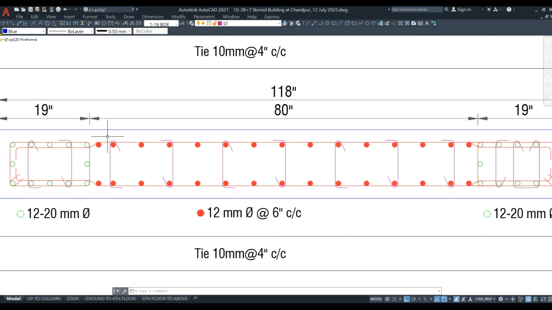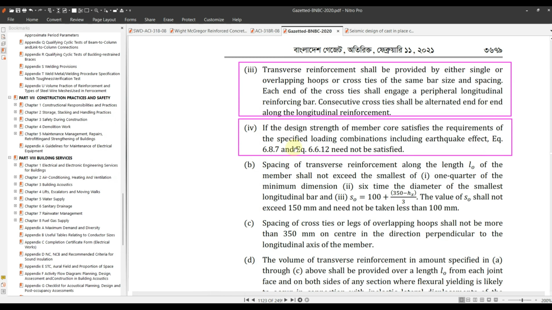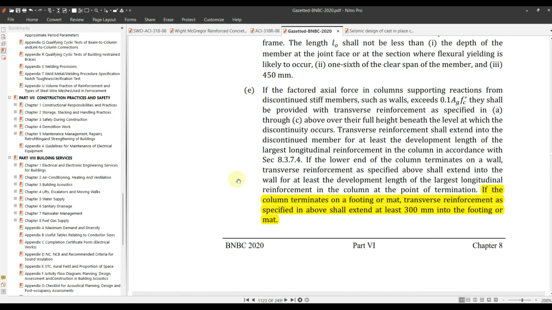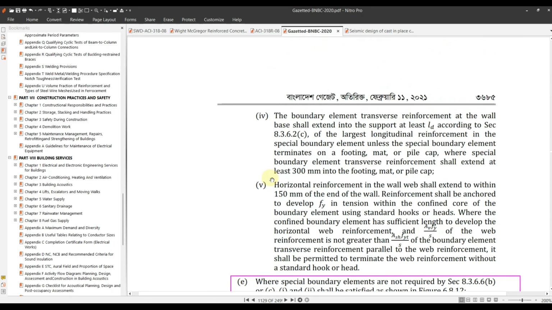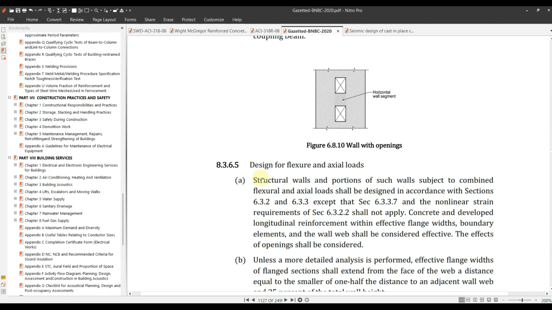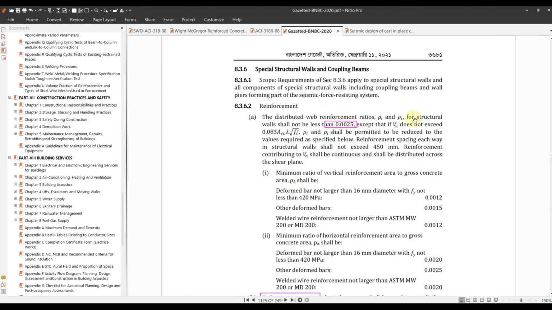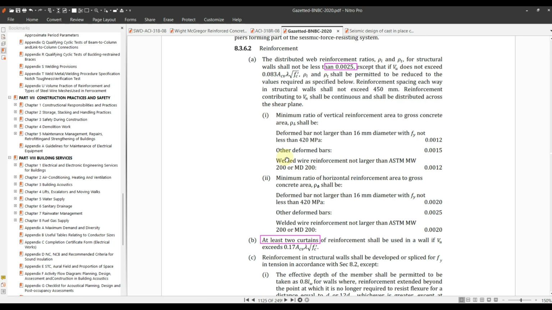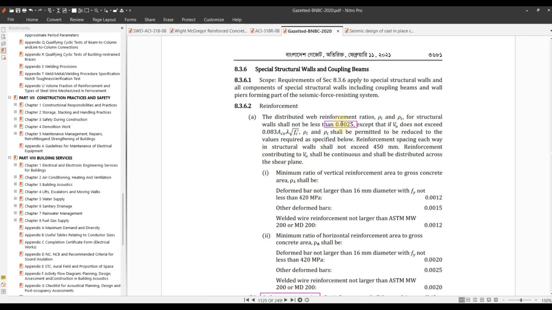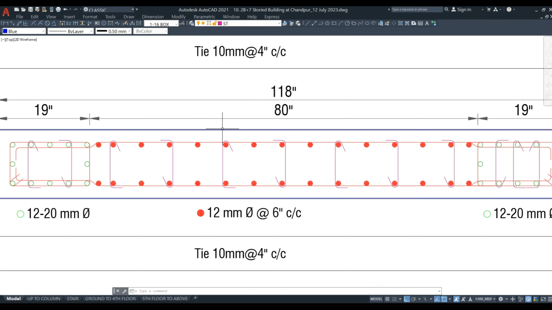However, check out the minimum requirement, which is probably 0.0025, 0.25% of the gross section. So you can always check it from your code, BMDC 2020 or some other code. For example, in our case, the distributed reinforcement has a minimum requirement of 0.25%. However, it can be obviated or reduced if these conditions are met, etc. However, I would suggest to use a 0.25 minimum reinforcement percentage.